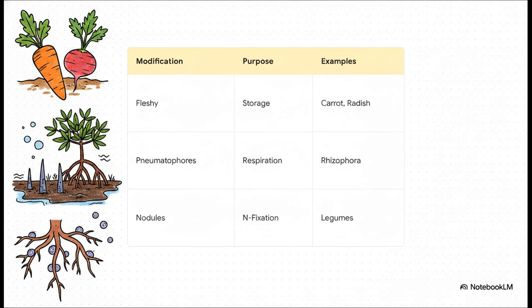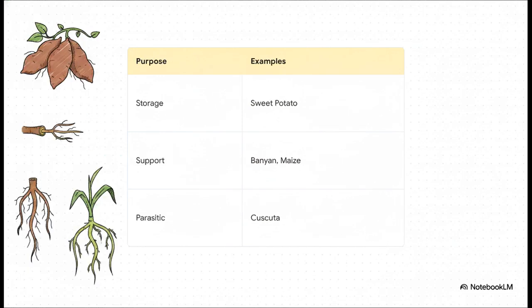Now, what's really fascinating is how adventitious roots adapt. By definition, an adventitious root is just any root growing from somewhere other than the radicle, like straight out of a stem or a leaf. And they are incredibly versatile. For storage, think of a sweet potato. For massive physical support, you've got those giant hanging prop roots on a banyan tree, or the stilt roots propping up a maize stem. Some even turn parasitic. The Cuscuta plant actually develops adventitious roots that physically stab into other plants just to steal their nutrients.